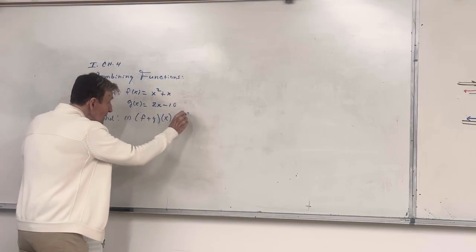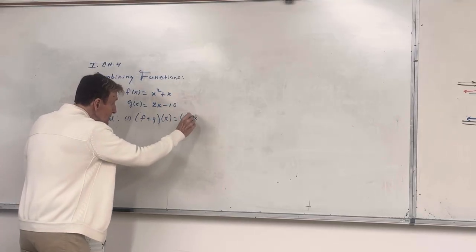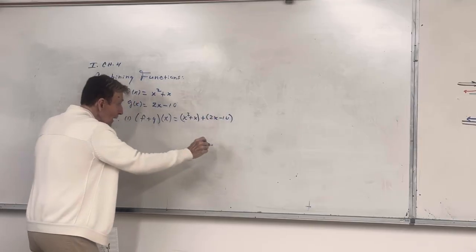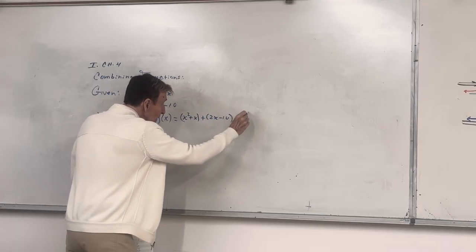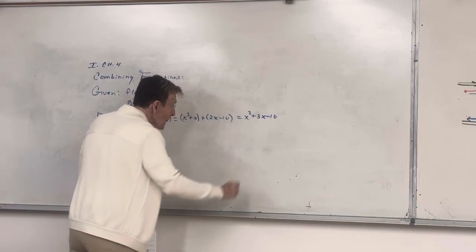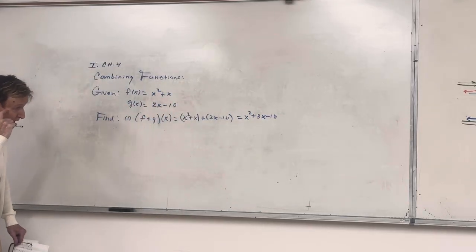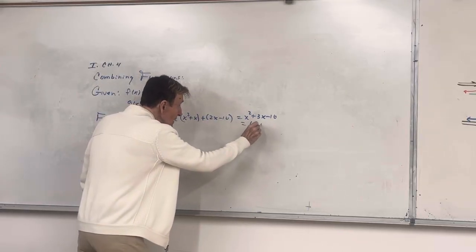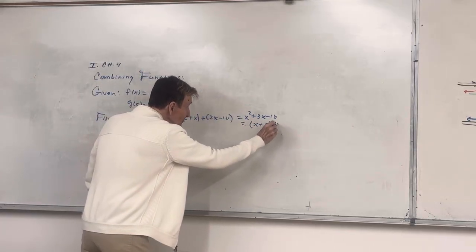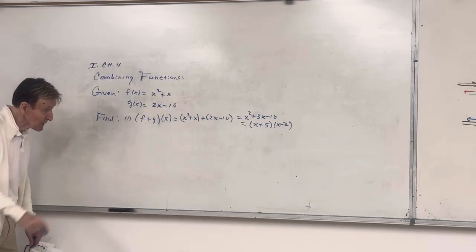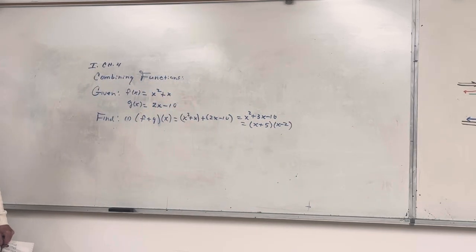Take f, add to it g, combine like terms, and I think I'm going to end up with x squared plus 3x minus 10. I did it quickly. And it looks like if you wish, and most of my students would, you could even factor this. But I would accept x squared plus 3x minus 10, you're done. That's a combination of two functions.